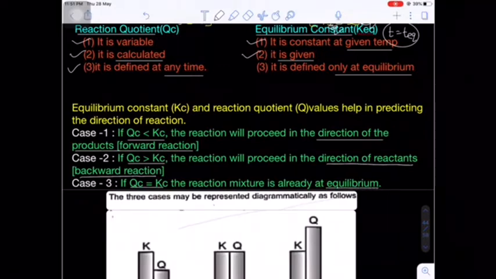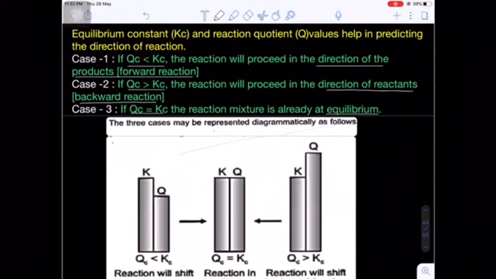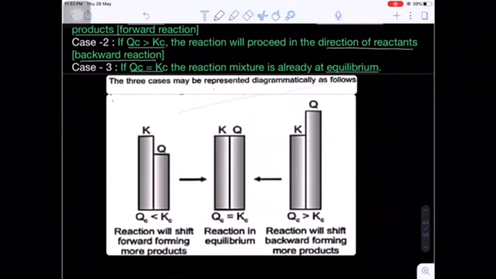That means both forward and backward reactions continue to take place. Once again, Qc less than Kc, forward reaction occurs. Qc greater than Kc, reverse, that is the backward reaction occurs. Qc is equal to Kc, both the reactions occur continuously with equal rate, that is the equilibrium. So the 3 cases may be represented diagrammatically as follows.